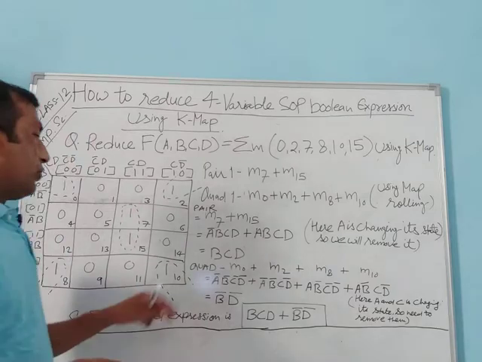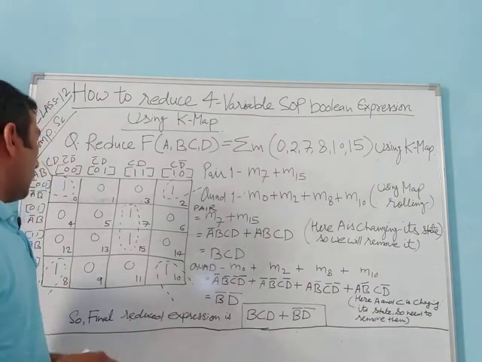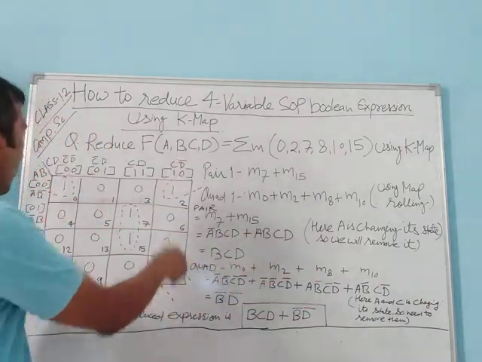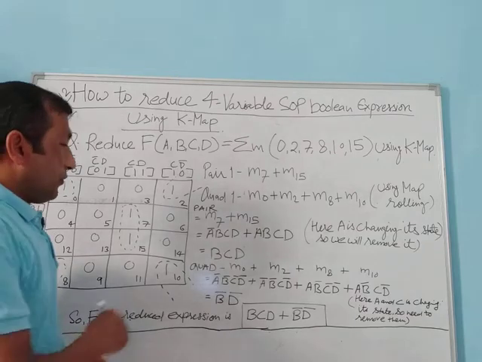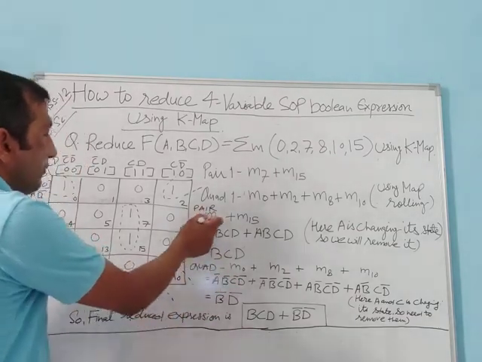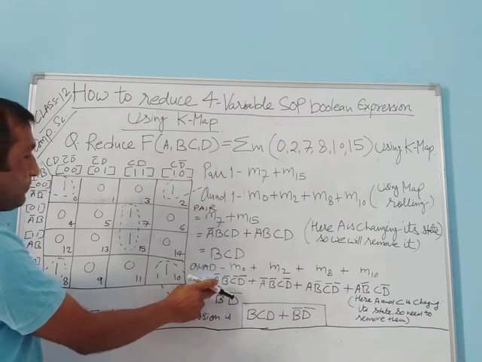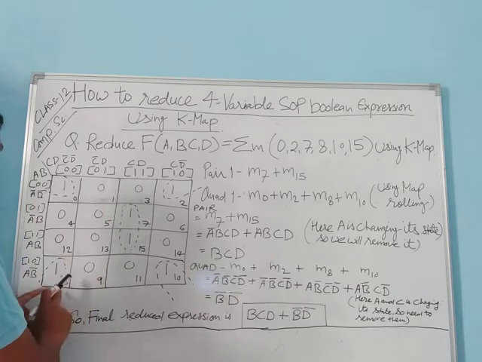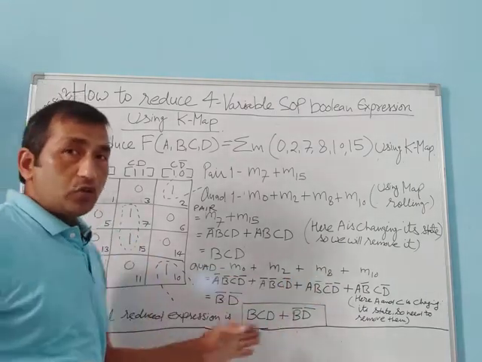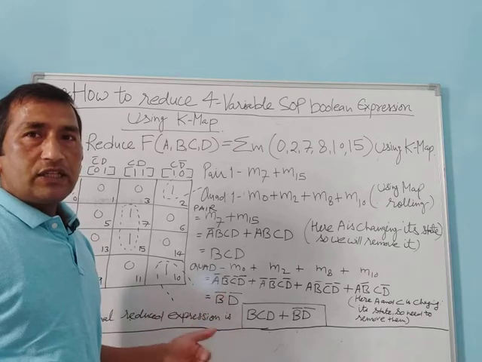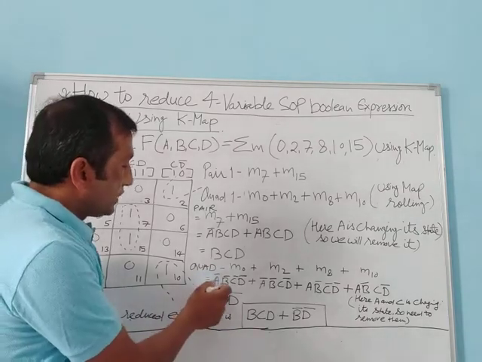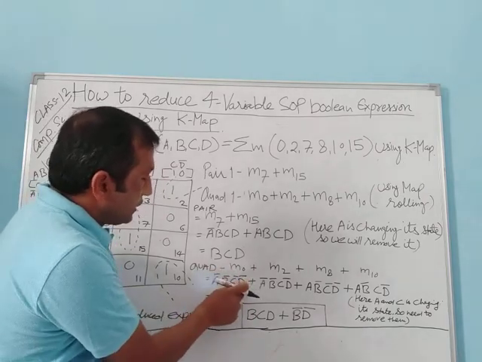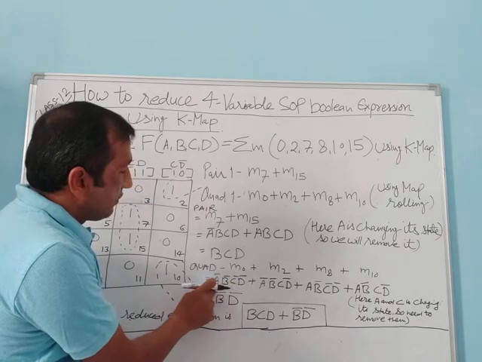In the same way we have to do it with the quad also. Here we have a quad called M0, M2, M8 and M10, the 4 corners. We have written the expression exactly like the way we did for the pair, for M0, M2, then M8 and M10. Here also we need to see which variables are changing state, and they need to be removed. As we can see thoroughly, B' and D' are not changing state. A and C are changing state.